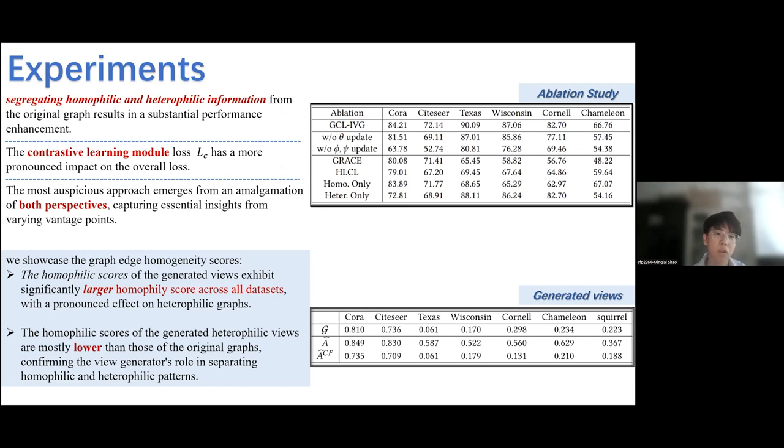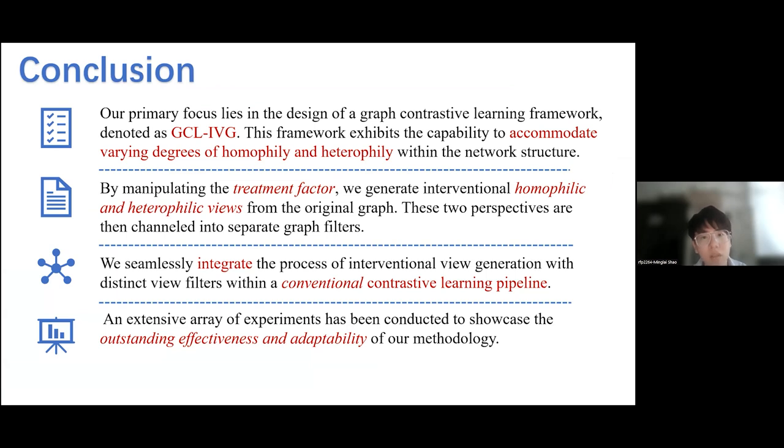To conclude, our primary focus lies on the design of a graph contrastive learning framework denoted GCLIVG. This framework accommodates various degrees of homophily and heterophily within the network structure. By mapping the treatment factor, we generate interventional homophilic and heterophilic views from the original graph. We integrate the process of interventional view generation with the distinct view filters within a conditional contrastive learning pipeline. An extensive array of experiments has been conducted to showcase the outstanding effectiveness and adaptability of our method. That's all. Thank you.